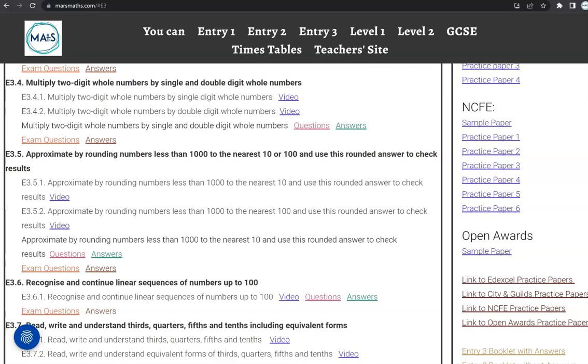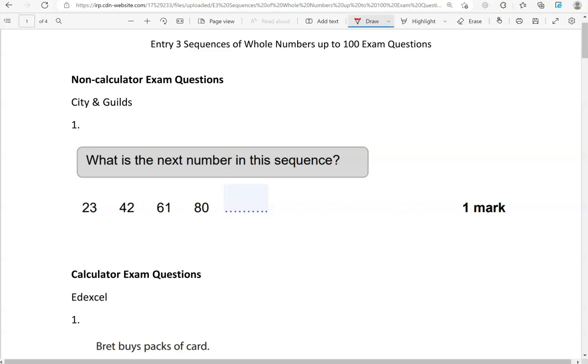In this video, we'll go through exam questions that cover the criteria recognize and continue linear sequences of numbers up to 100. You can locate the questions on the mathsmaths.com website under entry 3. The questions come from different exam boards. We'll start with the non-calculator questions and then we'll move to the calculator questions. Here is the first question.